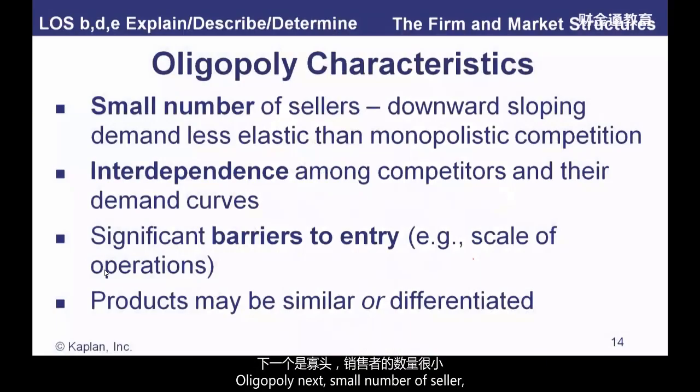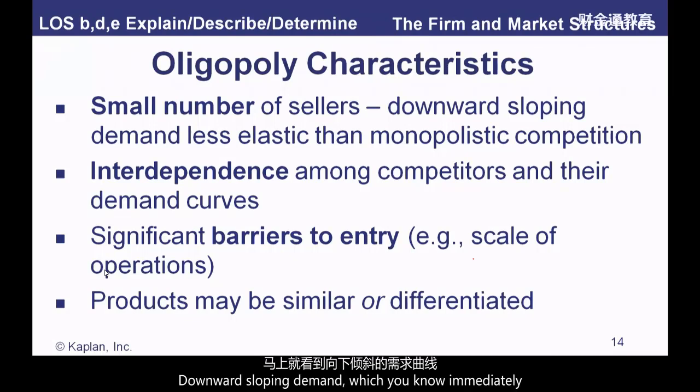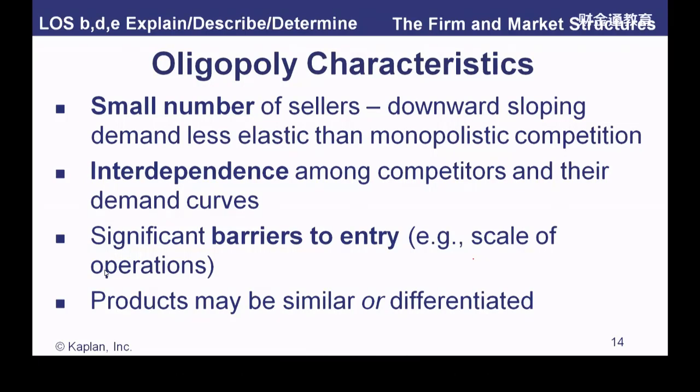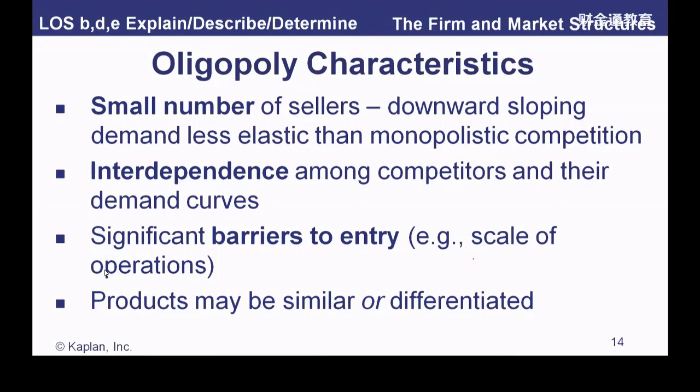Oligopoly next. Oligopoly, small number of sellers. So we're really changing things up now. Perfect and monopolistic, large numbers. Now small number of sellers. Downward sloping demand, which you know immediately means separate and downward sloping marginal revenue. Less elastic than monopolistic. So the demand curves and hence marginal revenue curves are getting steeper. And there is interdependence amongst competitors. So what one does affects the other and hence affects their demand curves. And finally, there are significant barriers to entry, which means profits will be sustainable.